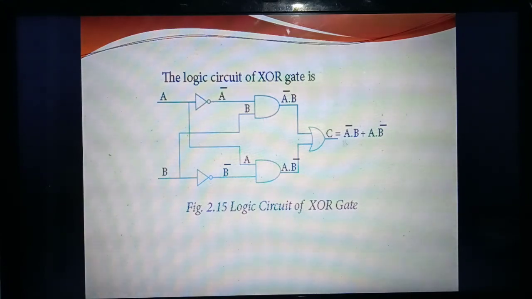Listen carefully. First you should study this formula, then only you can draw the circuit. So what's the formula? A bar dot B plus A dot B bar. First see this formula. What are the things you need? A bar you need, then B, then A and B bar. So always you will give two input signals. What are they? A and B.